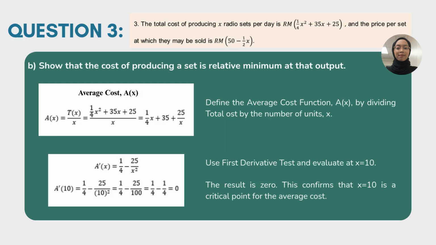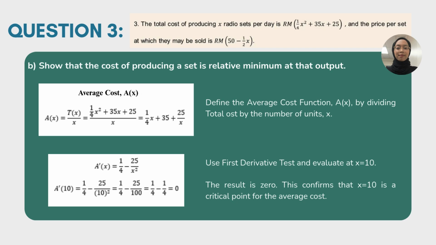Now, let's move on to part B of the question, which is to show that the cost of producing a set is a relative minimum at that output. So we want to show that the cost of producing a single set, known as the average cost, is at a relative minimum when we produce those same 10 sets. First, we define the average cost function, A(x), by dividing our total cost, T(x), by the number of units x. This simplifies our function to 1 over 4 x plus 35 over x.